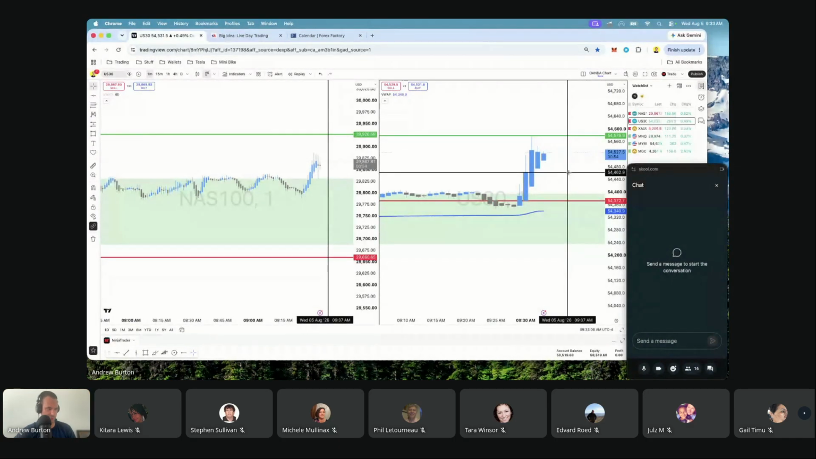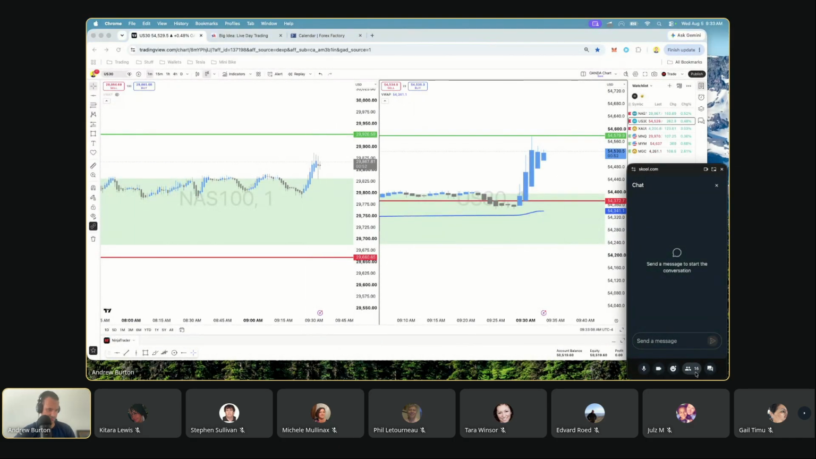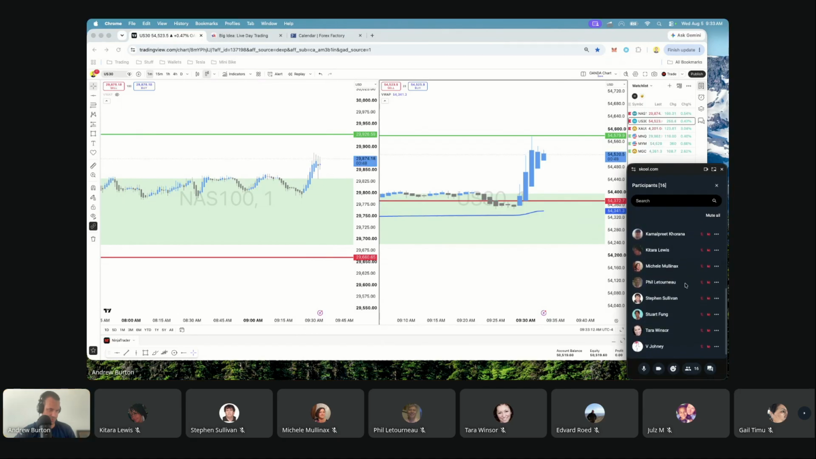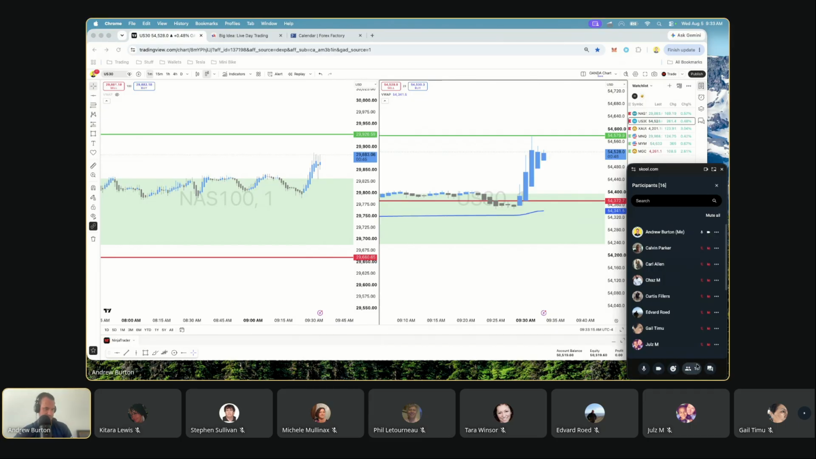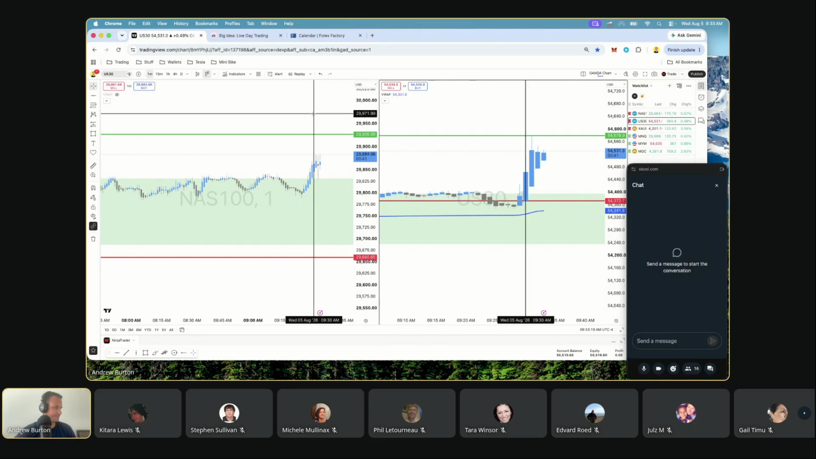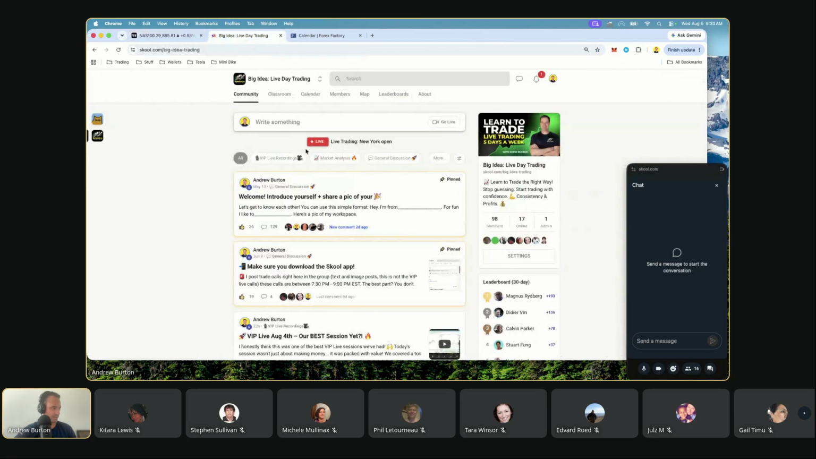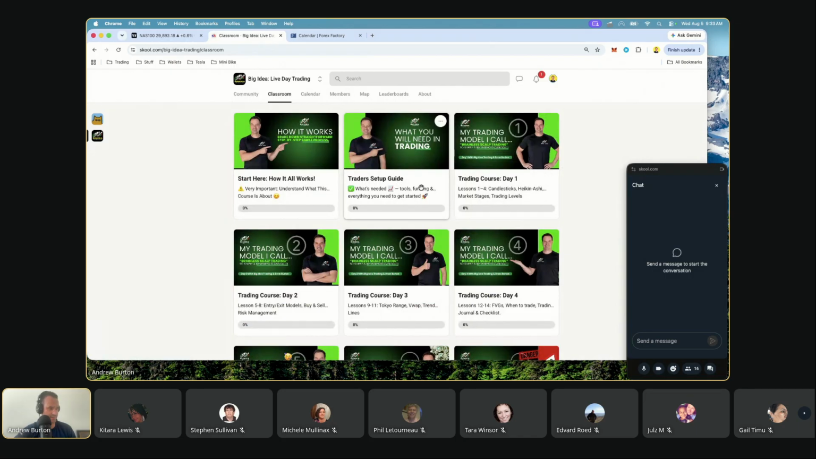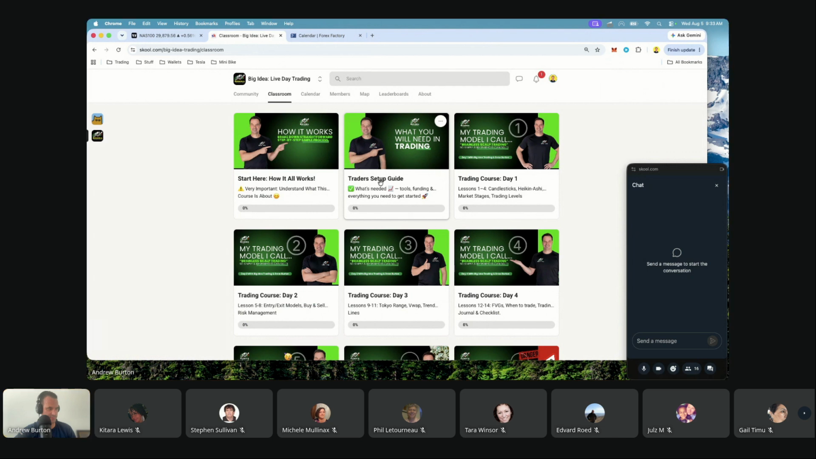Okay, and for the new people watching, which I don't think there's too many, yeah, I don't think I see any new faces there. But yeah, you have to go through the course here. So go to classroom, take it one day at a time. So the trader setup guide, there's actually a ton of content on what to do in there.